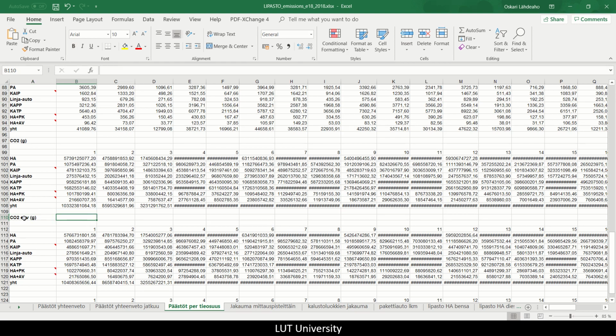So all of these three gases are represented by their global warming potential relative to carbon dioxide. For example, methane is 25 times more potent as a greenhouse gas. So we need to multiply the amount of methane by 25 as a factor.